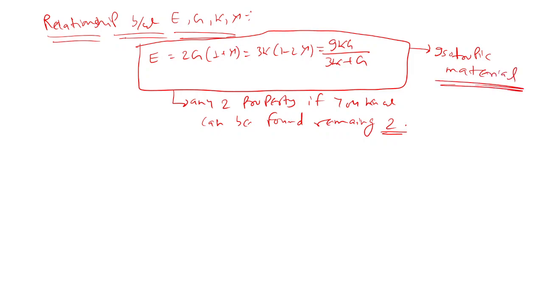So can anyone tell what is the difference between isotropic and homogeneous? Sir, in homogeneous, in a particular direction, properties remain constant, but in isotropic, at a particular point, properties in all directions remain constant. So for isotropic, at a point, in all directions, properties remain constant.